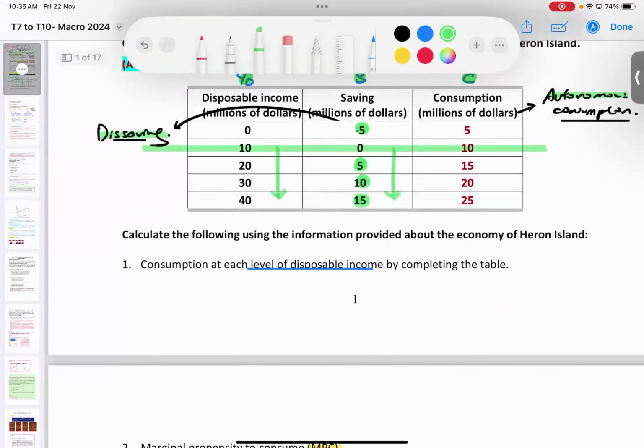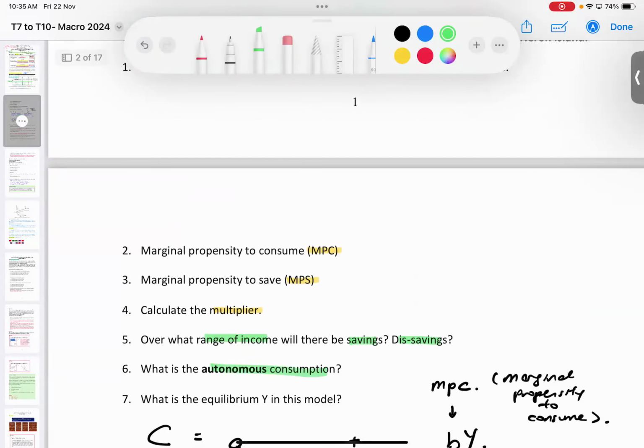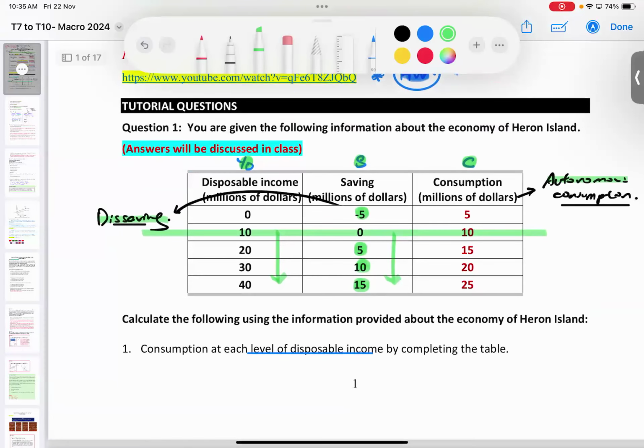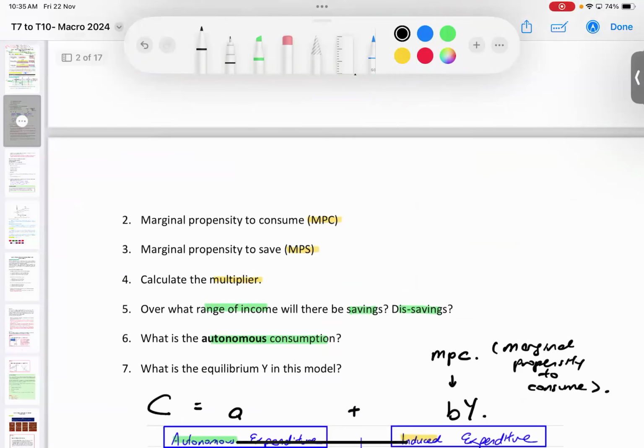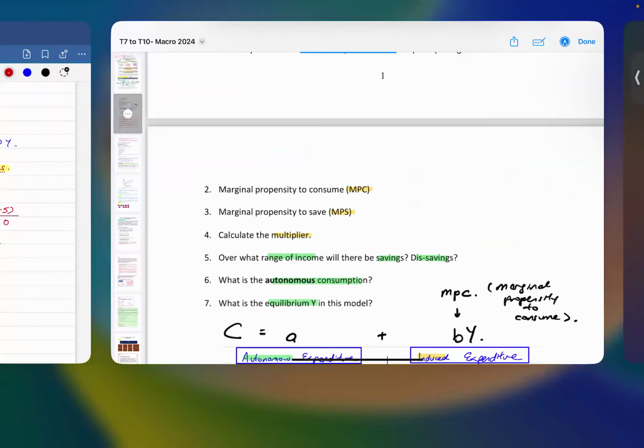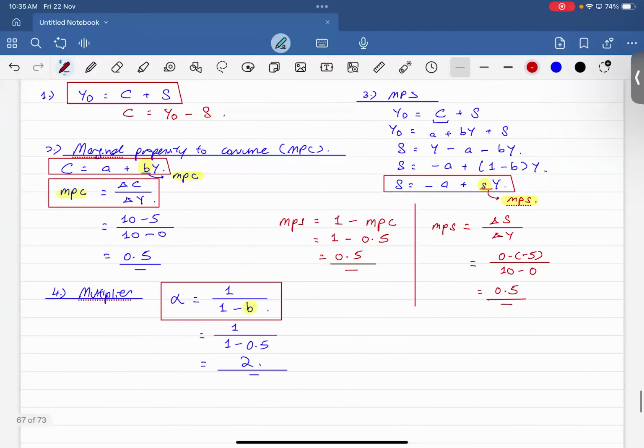Now, what is the autonomous consumption? Just now we know these are the savings. Autonomous consumption is 5. This is something that you will spend independent of income, although you earn nothing. Autonomous consumption is 5. Next one: what is the equilibrium Y in this model? How do we calculate equilibrium?